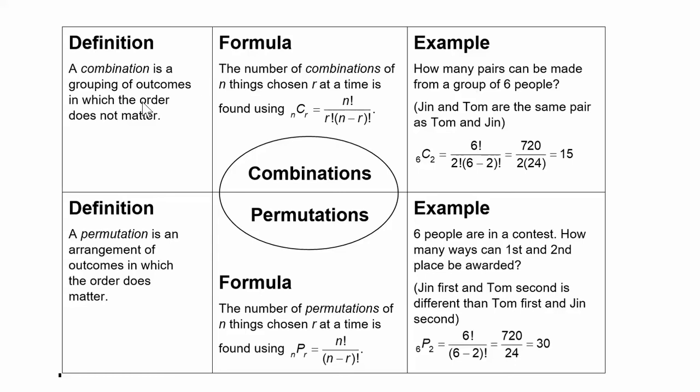In a combination, the order does not matter. For example, if we're picking two people to be partners on a project, it doesn't matter which one I pick first. In a permutation, the order does matter. So, for example, if I'm picking who gets to be the first person to bat, then the second, then the third, the order does matter. That's a permutation, which we will focus on today.